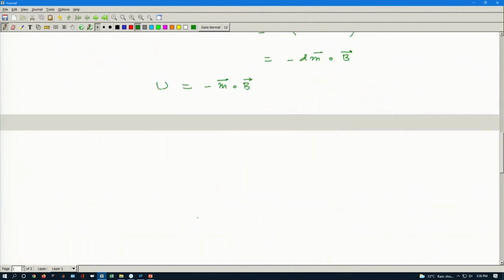This is the amount of potential energy that we call the orientational potential energy associated with this torque. So let us discuss a bit about the orientational potential energy.